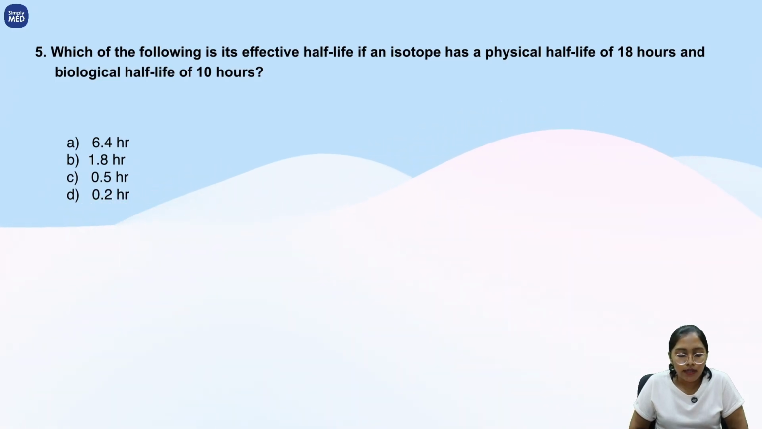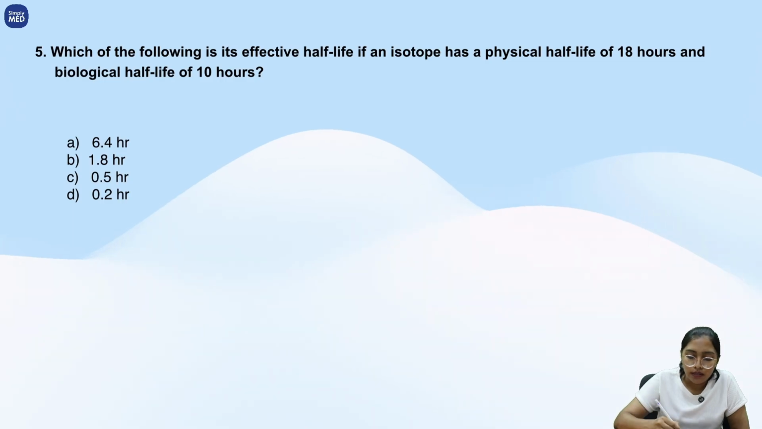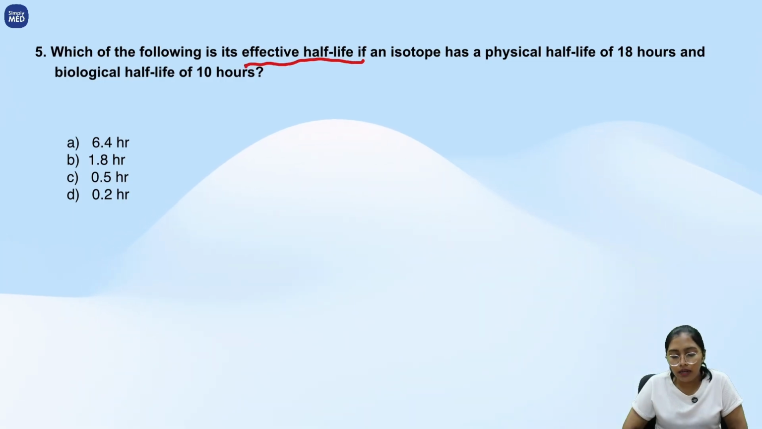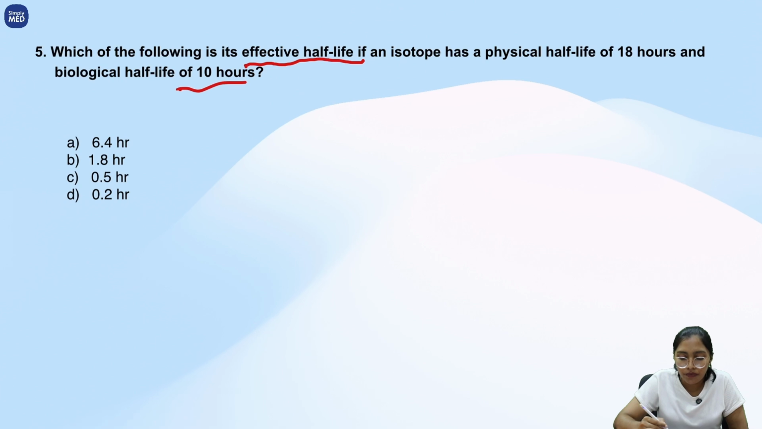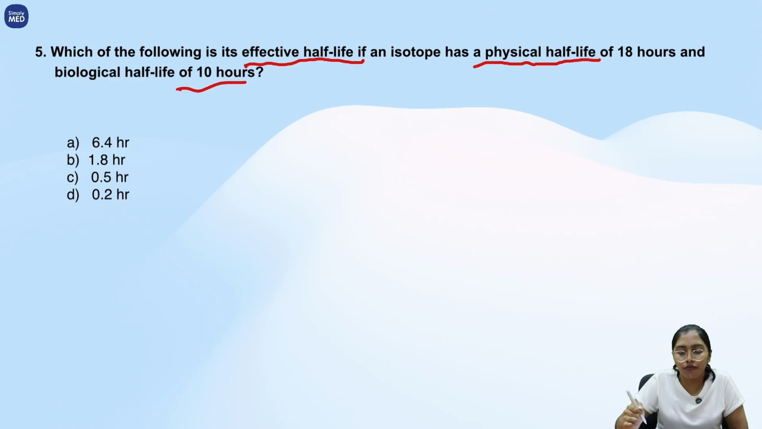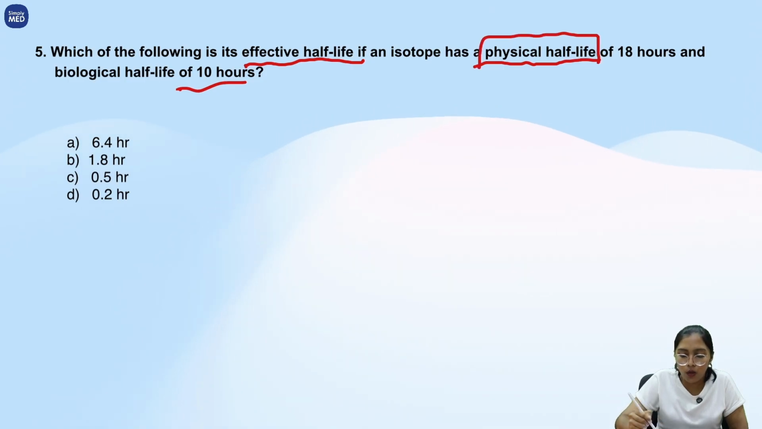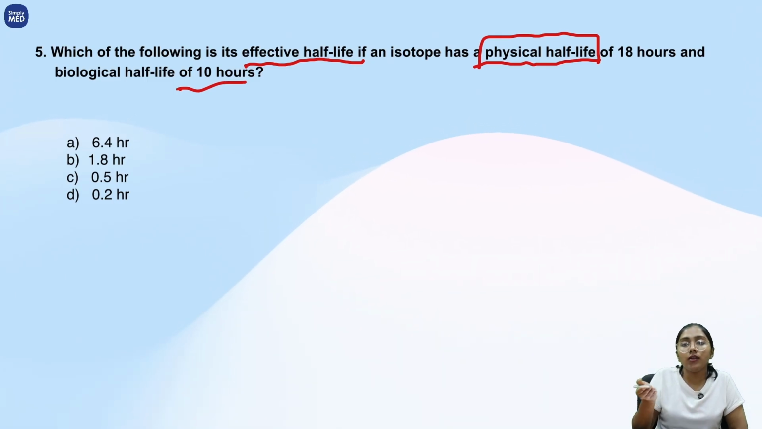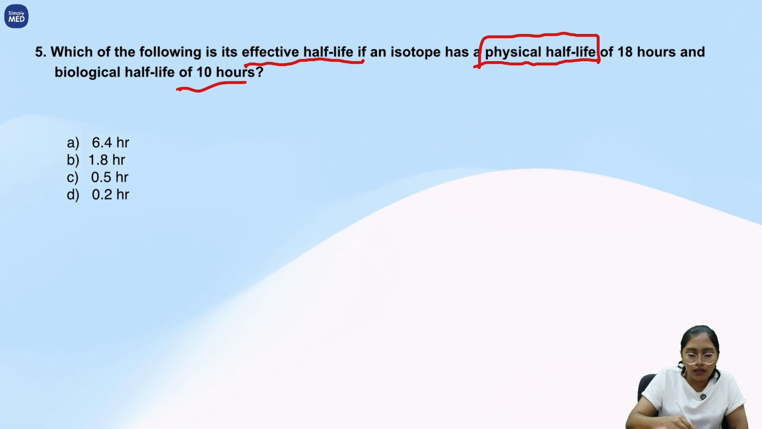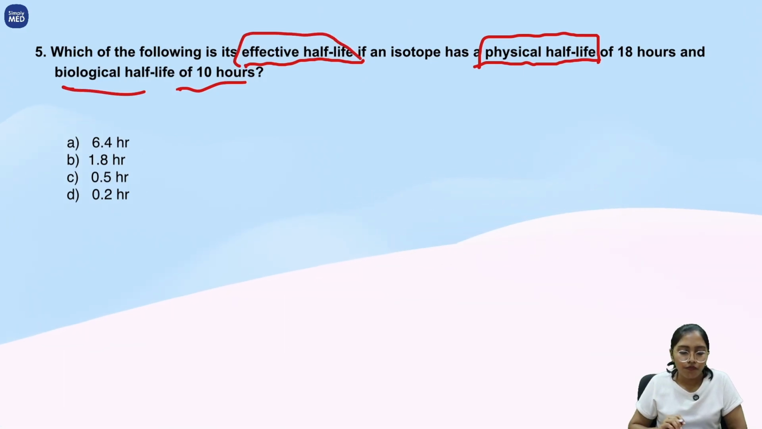Okay, so let's see. Which of the following is its effective half-life, if an isotope has a physical half-life of 18 hours and a biological half-life of 10 hours? Before we solve this one, let's just revise the terms. Here there is effective half-life, physical half-life and biological half-life. Physical half-life we know: it is the time taken for a radioactive substance to decay to half of it. Now, what is biological half-life and effective half-life?